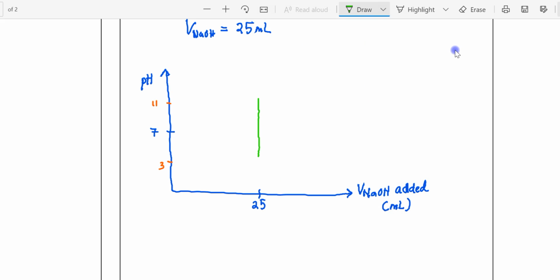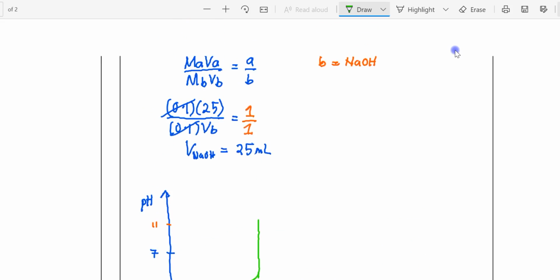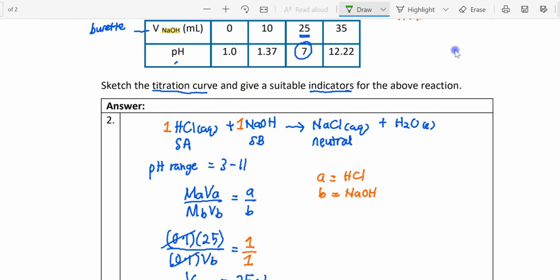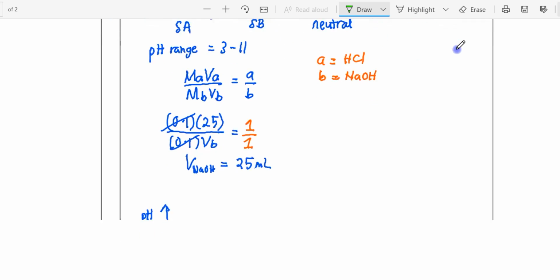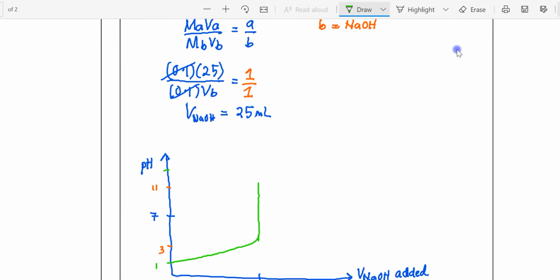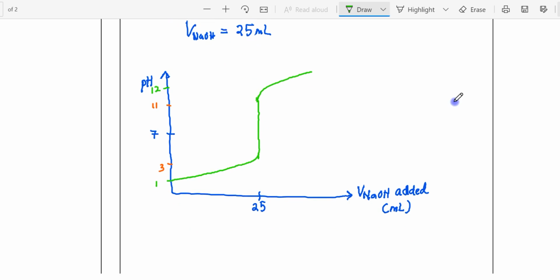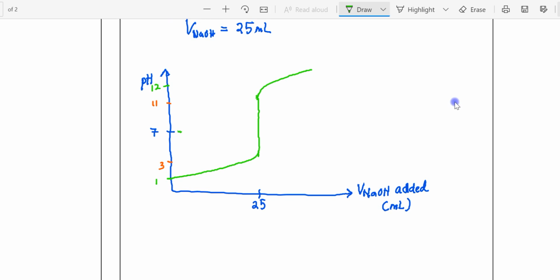And then you have to label 1 here. Start from 1, draw the curve increasing, and then ending at 12.22. So right here, about here, is 12.22. And then don't forget to draw the dotted line here and label it. This is the equivalent point.